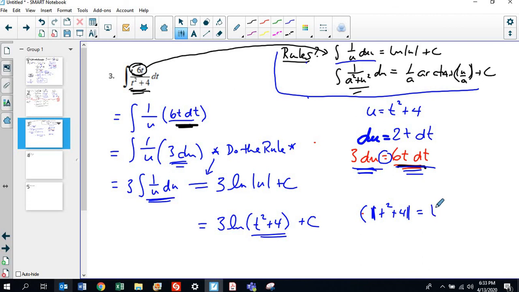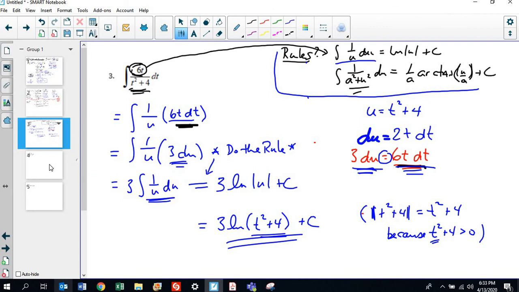Absolute value of t squared plus 4 is equal to regular t squared plus 4 in this case because, why? Because t squared plus 4 is never negative. T squared is always non-negative, and plus 4 makes it always positive. T squared is greater than or equal to 0, so t squared plus 4 is definitely greater than 0, and so you don't need an absolute value. And that's why. All right. So that's the answer for number 3.